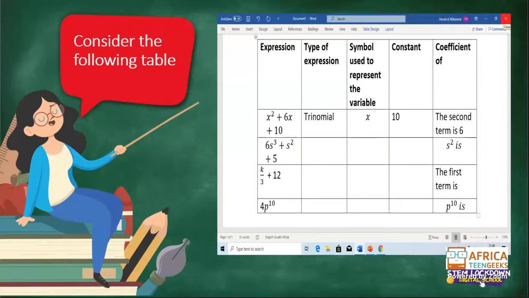We are proceeding to the coefficient now. Before we wrap up, give me the coefficient of the first term. It's K over 3. I don't agree with you. Think about it as we proceed to another learner. Let's go to Amra.